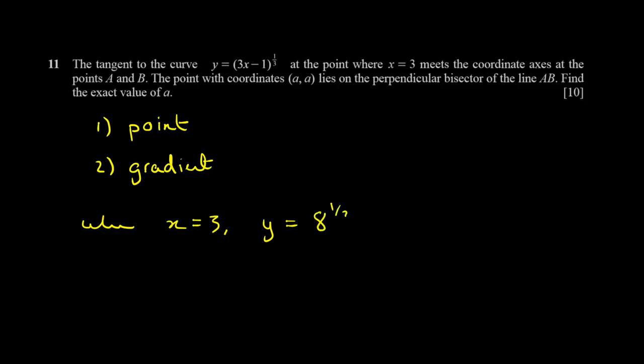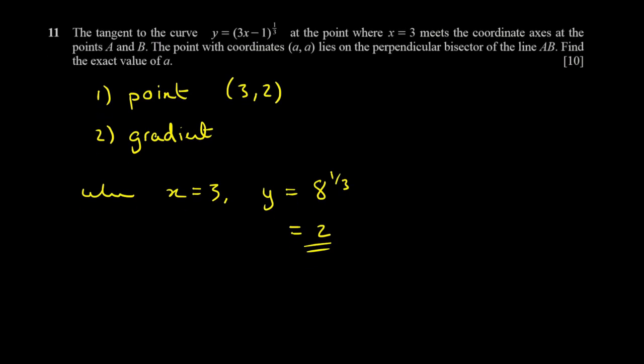So we're going to get 8 to the power of a third. And the power of a third is the same thing as the cube root, okay? And the cube root of 8 is 2. So the coordinate point is the point (3, 2). So we've already got that. How do we get the gradient? Well, we get the gradient by differentiating the curve, right?